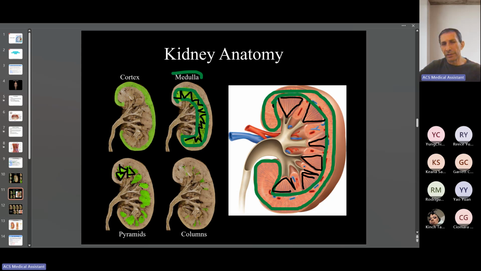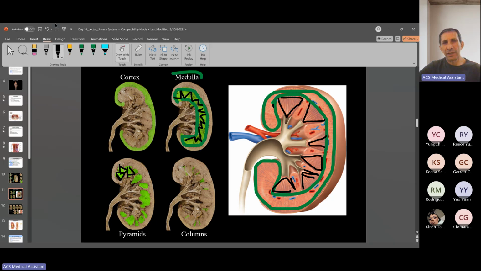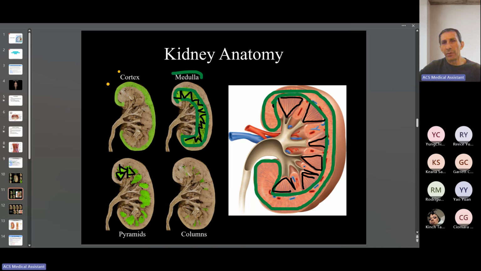Here they are not well defined. This is a real kidney, but it is highlighted. So it is kind of difficult to see the actual pyramids, but in the diagram we can see them better. So the cortex, once again, is the outer, and the medulla the inner. But the medulla is made of the renal pyramids. The cortex is not made of anything, just that for now.